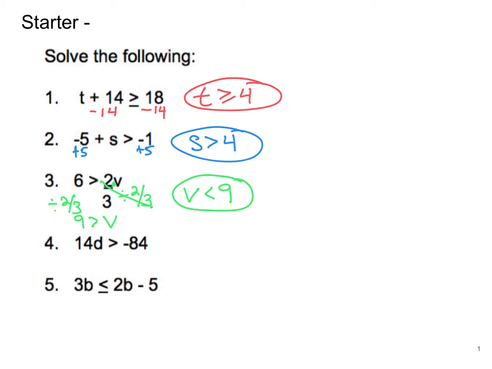Number 4. Let's divide by 14 on both sides because 14 and d are multiplying. So we have negative 84 divided by 14. So d is going to be greater than negative 6.